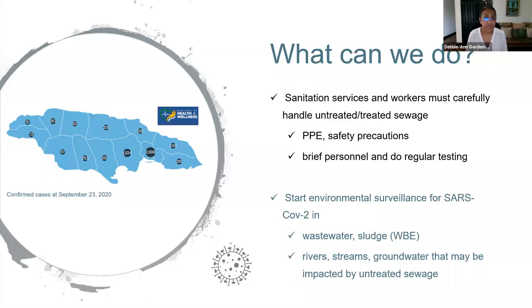Sanitation services and their workers must carefully handle treated or untreated sewage, so proper PPEs and safety precautions, and they should be doing not only the regular testing that they're doing now for other diseases like the enteroviruses, but also they should consider the testing of their personnel for COVID-19. And what I would like to see happen here, as is happening in other countries, is for us to start environmental surveillance for SARS-CoV-2 in wastewater and sludge, meaning wastewater-based epidemiology, and of course, in our rivers, streams, etc., that may be impacted by untreated sewage.